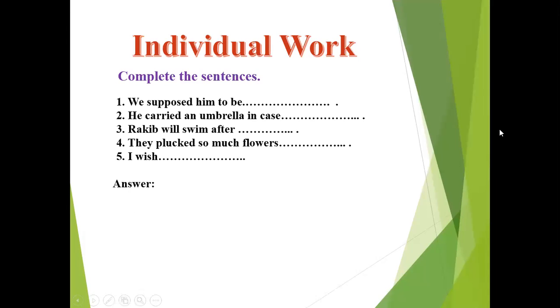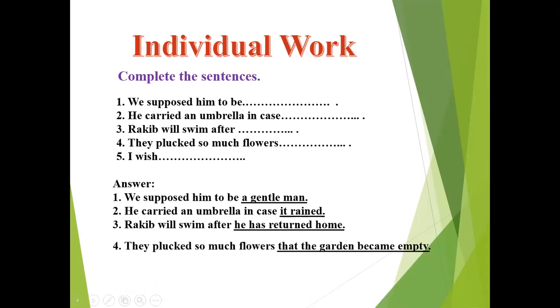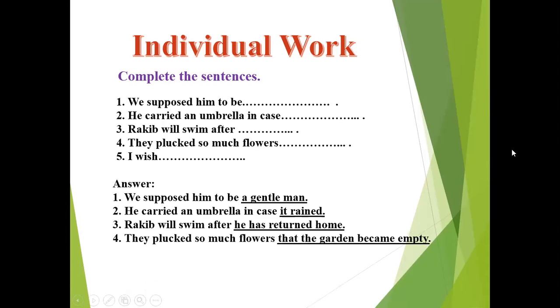Okay. The answer of the first one will be, we supposed him to be a gentleman. You may use another related phrase to make it complete. 2. He carried an umbrella in case it rained. 3. Rakib will swim after he has returned home. 4. They plucked so many flowers that the garden became empty. 5. I wish I were a bird.